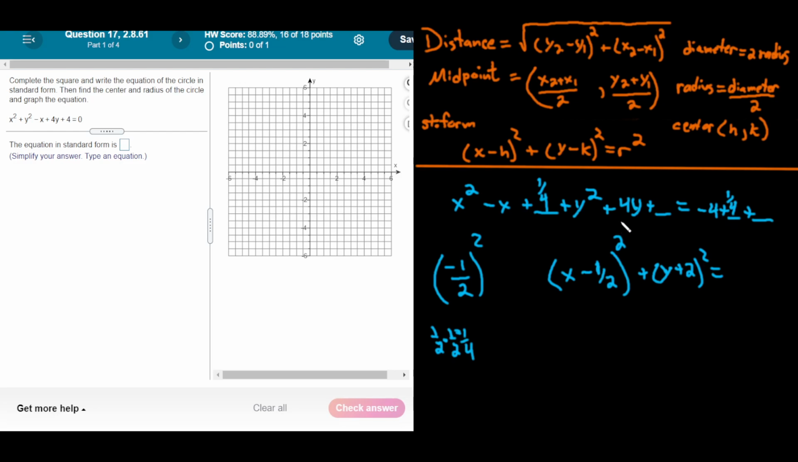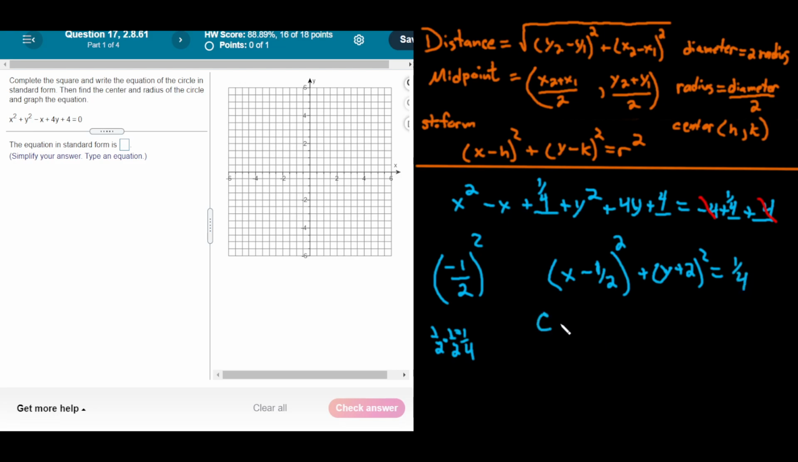We have 4 divided by 2 is 2. 2 squared is 4. Look how that worked out. The negative 4 and the positive 4 will actually cancel. So they let us off the hook a little bit. So we're just left with 1 over 4.